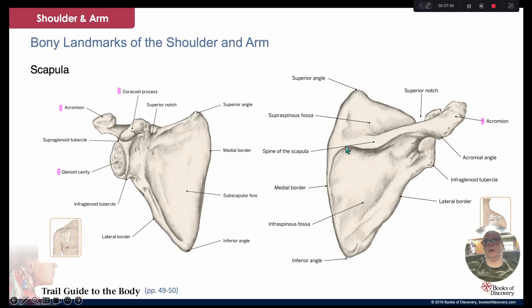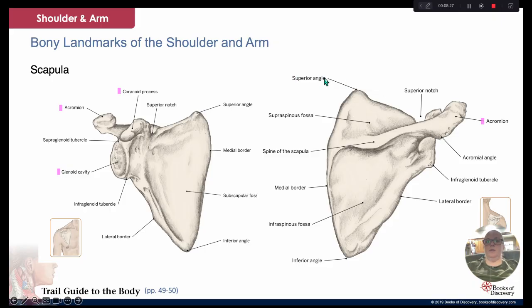So if I were looking at someone's back and we stripped away all the skin and the muscles, this is what we're looking at here. So the big one here is your spine of the scapula. Your spine of the scapula is going to be this projection, this raised bone that goes across that upper part of the scapula, and it will actually divide a couple muscles of the rotator cuff here. So you have your spine of the scapula, and then we're talking about the angles.